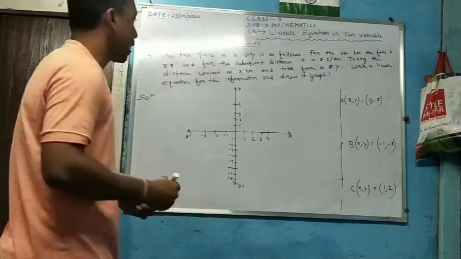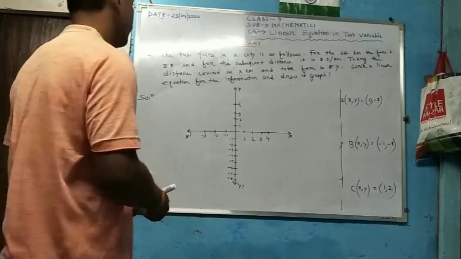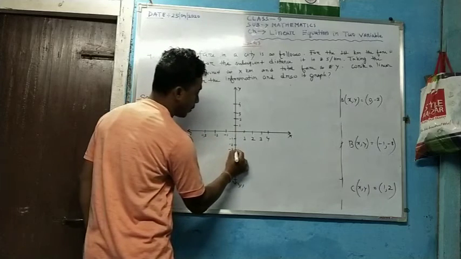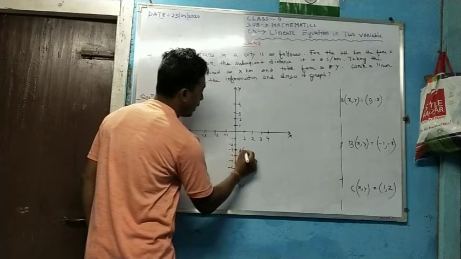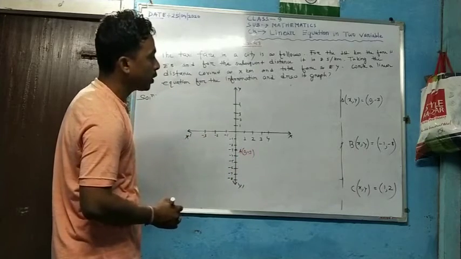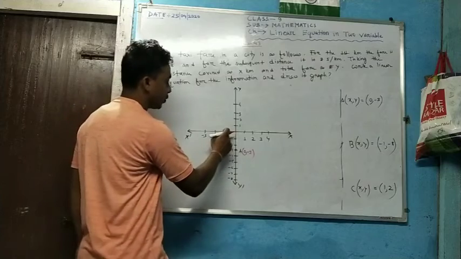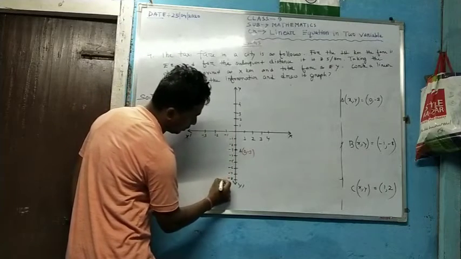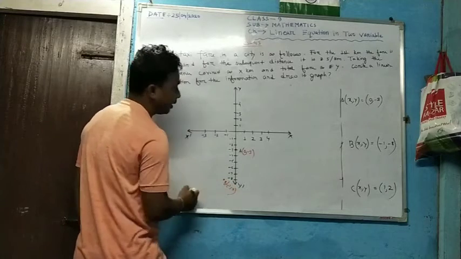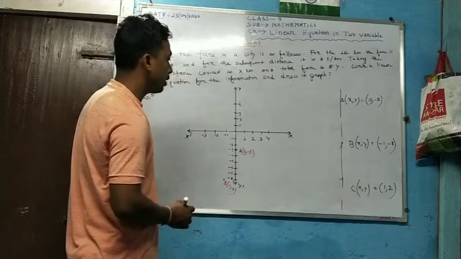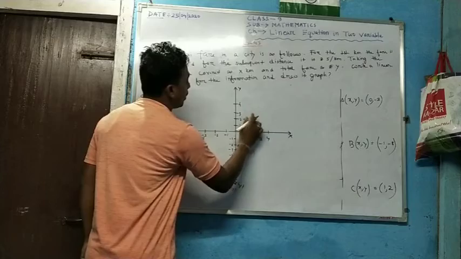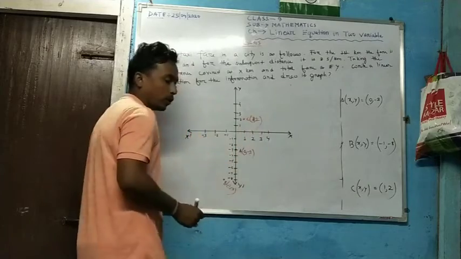Keeping in mind, I have to plot these points A, B and C on this graph. A equal to 0, minus 3: x value 0, y is equal to minus 3. So I have got one value, A 0, minus 3. Next point B, x equal to minus 1, y equal to minus 8. So B is minus 1, minus 8. And the third point, x equal to 1, y equal to 2. C is 1, 2.